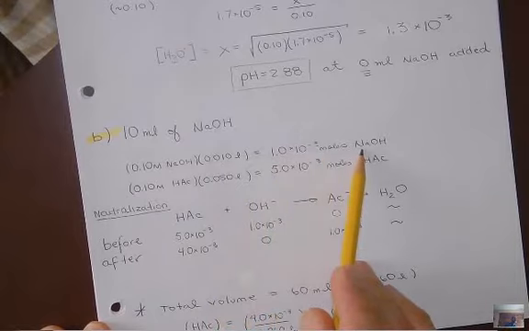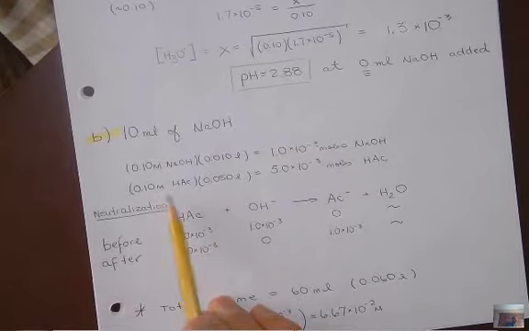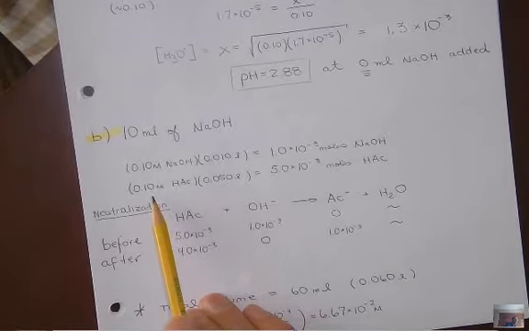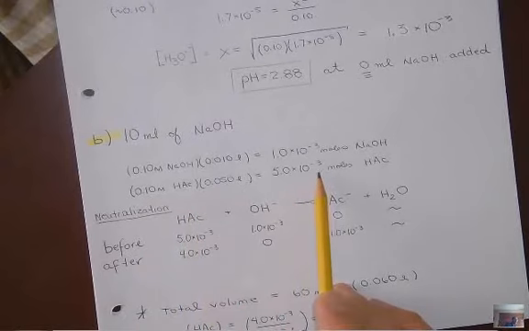That's the moles of sodium hydroxide that are coming from the burette. This one is always going to be the same, right? How much acid do you have? Well, we only had 50 milliliters in the beaker to start with. Its concentration was 0.1. 0.05 times 0.1 gives me 5 times 10 to the minus 3rd moles of HAc.